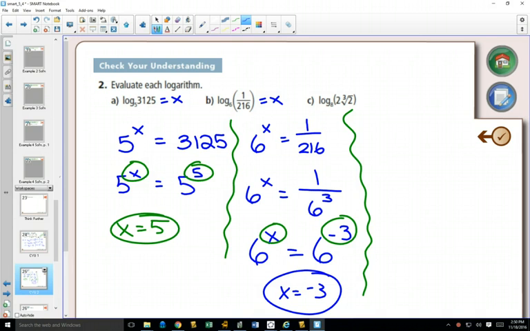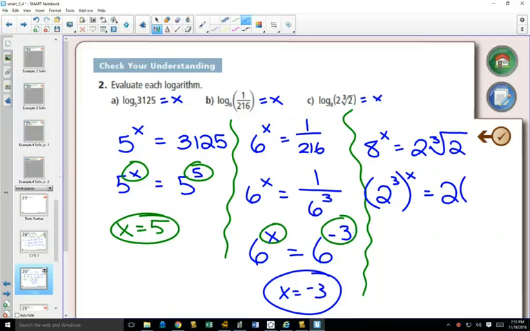And finally, the last one, again, we can make it equal to x. Change it using the definition of a logarithm. The base is 8, the exponent is x, and the answer is 2 cube root of 2. So when we look at all those numbers, 8, 2, and 2, are they in the same column of a powers chart? Yes. We can rewrite 8 as 2 cubed. On this side, I can use my exponent laws and write the cube root of 2 as 2 to the 1/3.